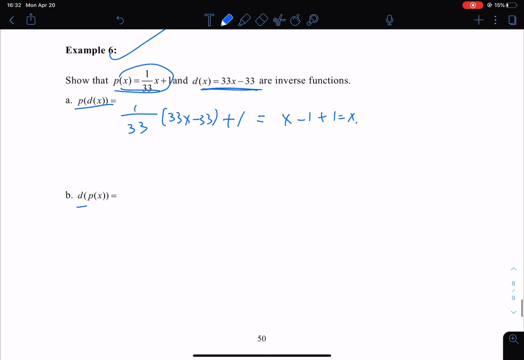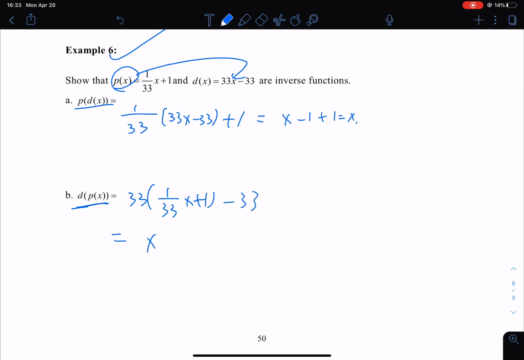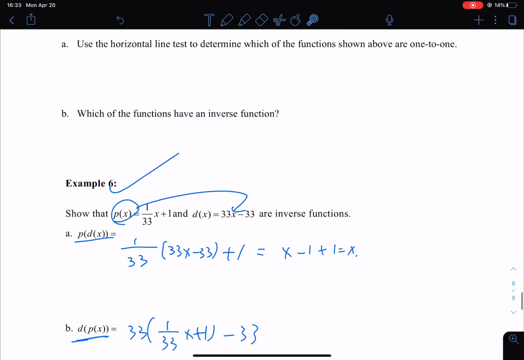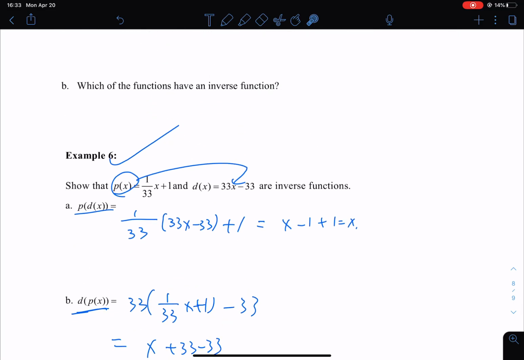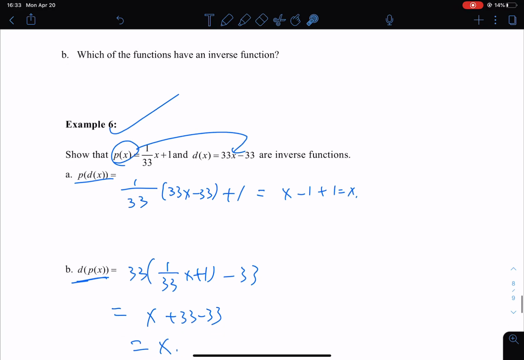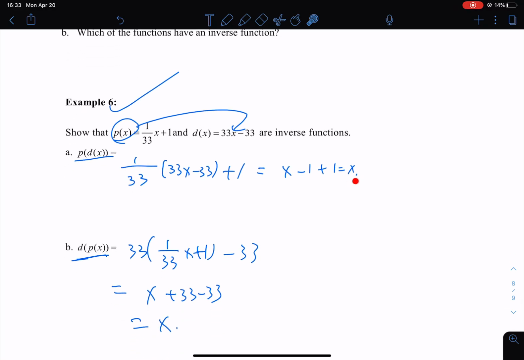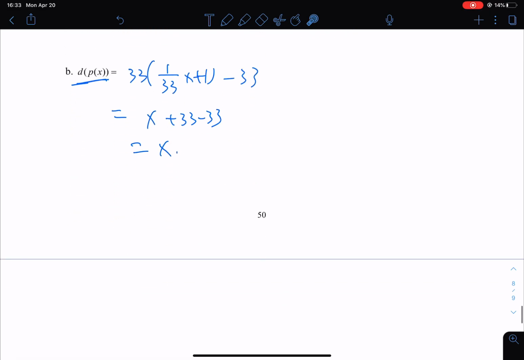And then d of p of x is just plugging p of x into this one. Then we have 33 times (1 over 33 x plus 1) minus 33. So this is x plus 33 minus 33. This is x. So you can see P of x and d of x are inverse functions, because P of d of x is x, and d of p of x is also x.